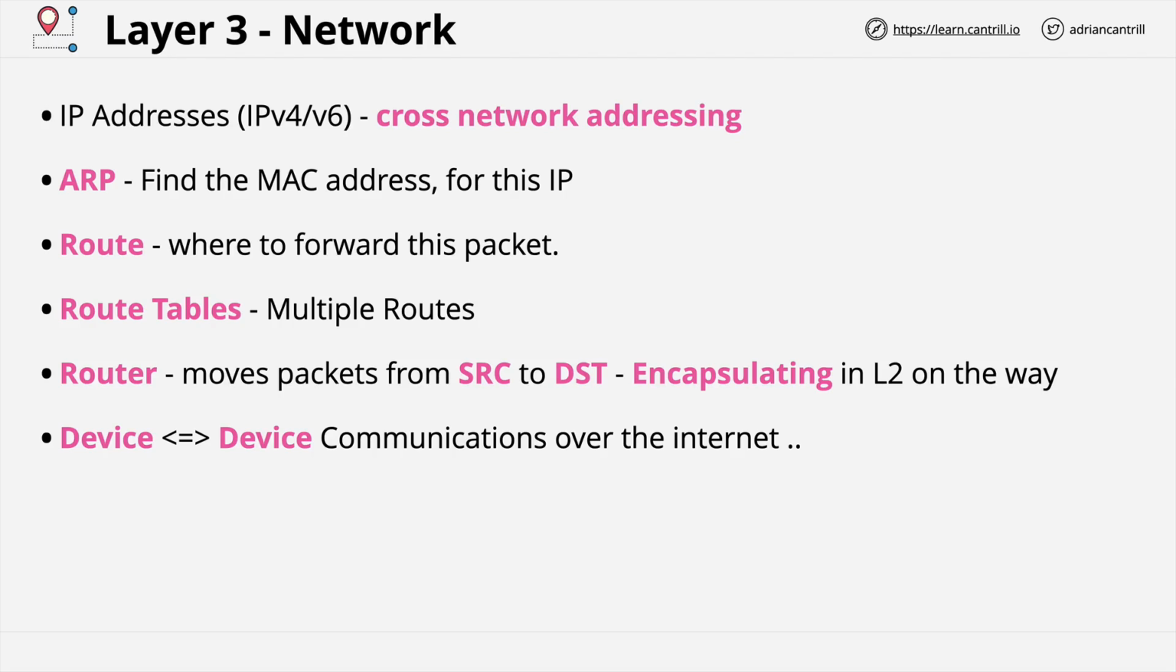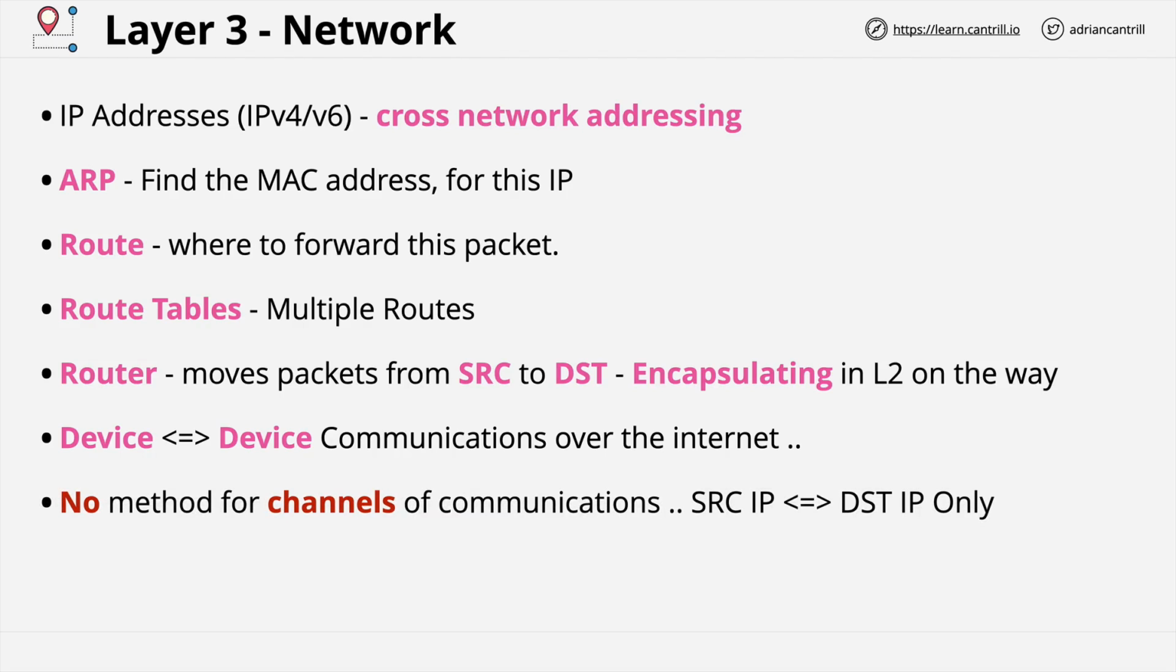Now what IP doesn't provide is any method of individual channels of communication. Layer 3 provides packets, and packets only have source IP and destination IP. So for a given 2 devices, you can only have one stream of communication. So you can't have different applications on those devices communicating at the same time. And this is a critical limitation which is resolved by layers 4 and above.